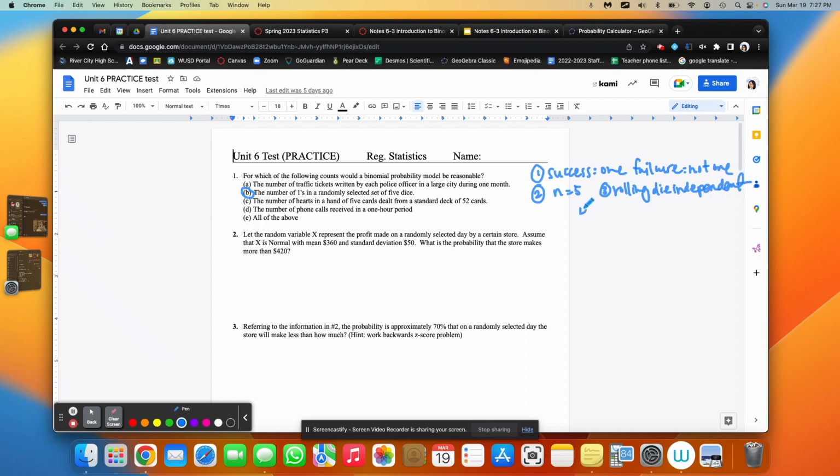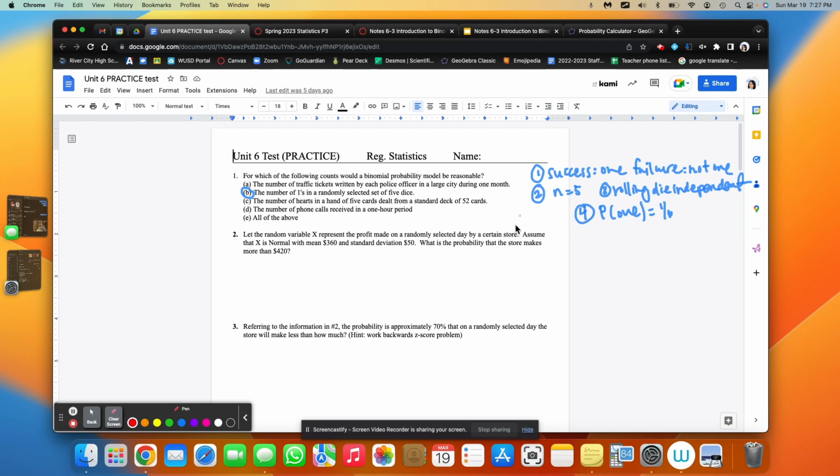Okay, and then the fourth condition relates to the independence condition. The probability of success is the same. So the probability of rolling a 1 on a 6-sided die would be 1 out of 6 for every single roll. So since those 4 conditions are met, that would be the one where a binomial probability model would be reasonable.